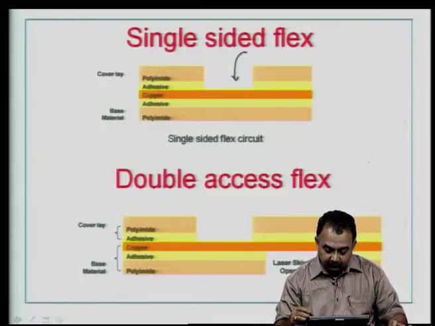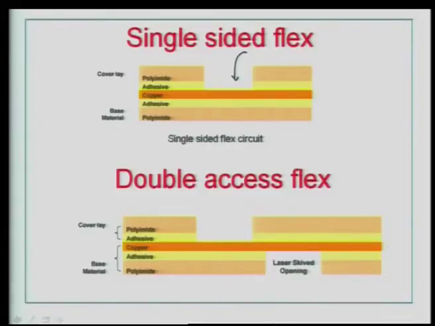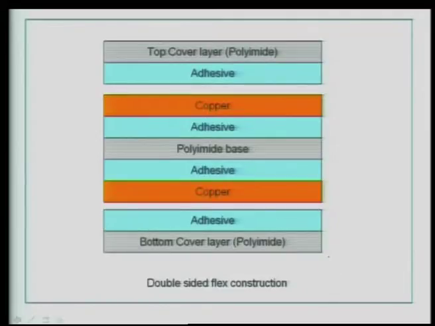Now, a double access would mean that there is a single copper layer, but you can access from the top as well as from the bottom. After you bend the board, you can have access from both sides. That means you can access both sides of copper if the flex circuit is bent. So, you provide laser opening for those kinds of access that you require for testing or repair.